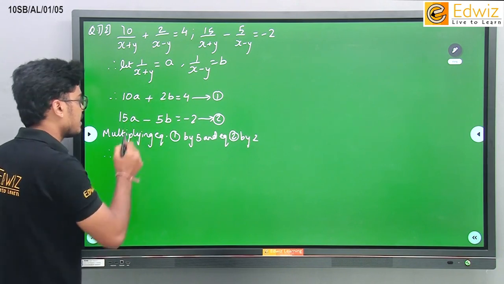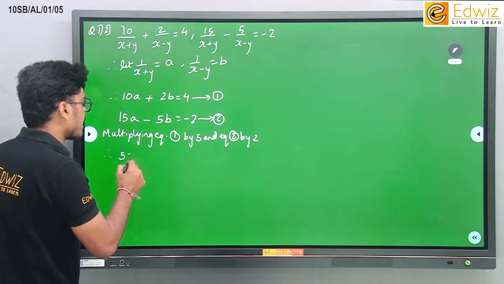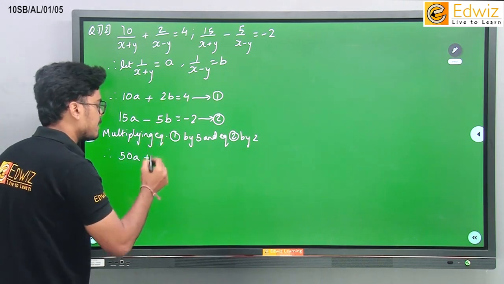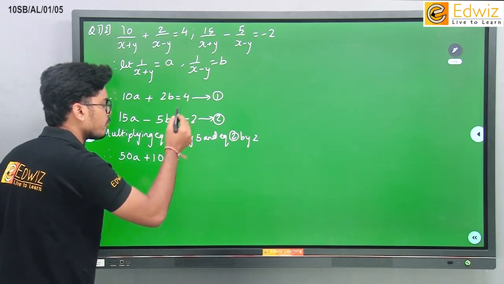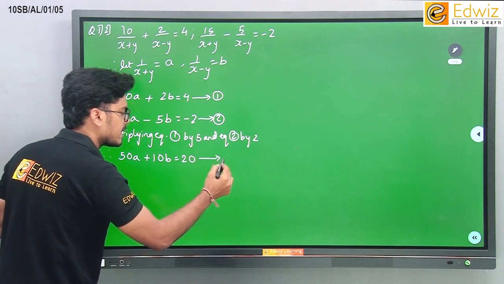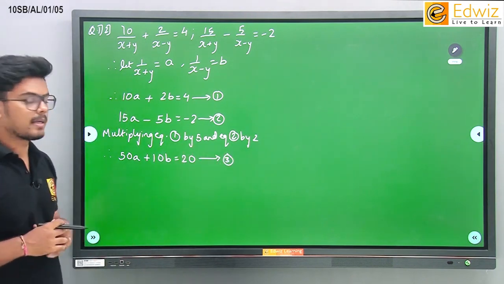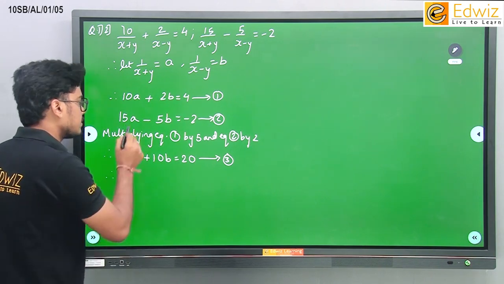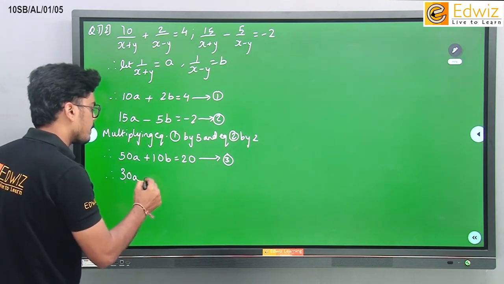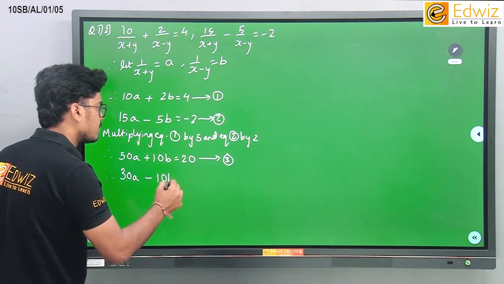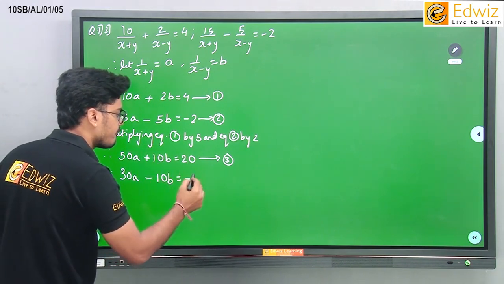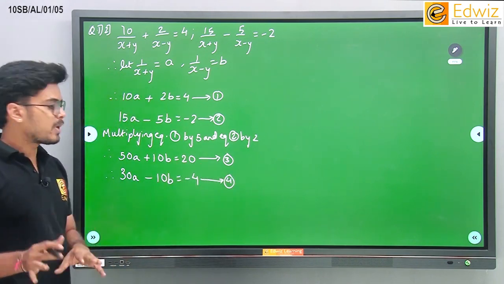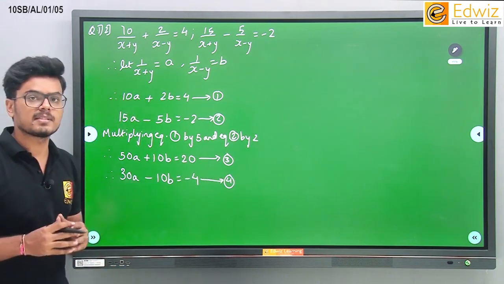Therefore the equations will now become 50a because I am multiplying by 5, plus 10b equal to 4 fives are 20. मेरा थर्ड इक्वेशन ये होगा. ठीक है, नेक्स्ट वन, इसको मैं 2 से मल्टीप्लाई कर रहा हूं. सो दिस इज 30a minus 10b equal to minus 4. Okay, this is my equation number 4. Clear?